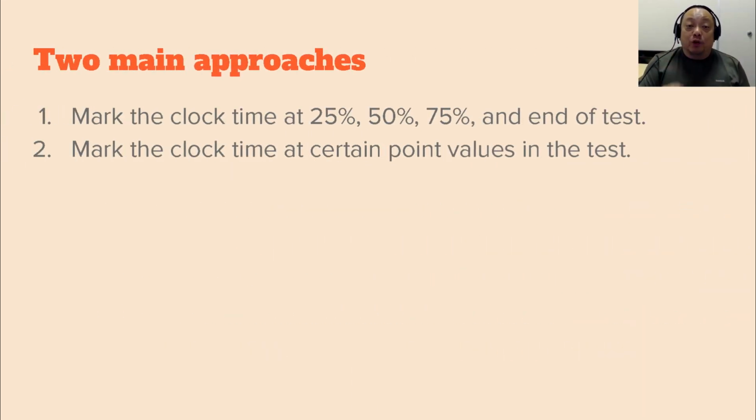I'll show two main approaches in this video. They are mathematically equivalent, but you may find one easier or harder to do. I actually use them both depending on the type of test. The two approaches are, number one, mark the clock time at 25%, 50%, 75%, and end of test. And number two is to mark the clock time at certain customized point values in the test.